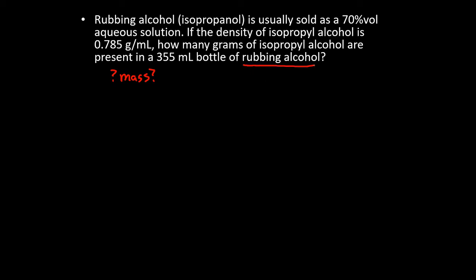Because the rubbing alcohol is not just isopropyl alcohol. Rubbing alcohol is only 70% isopropyl alcohol. So we want to know what is the mass of the isopropyl alcohol in the whole solution. So let's think about what we're given here. We're told that rubbing alcohol is 70% by volume. What that means is 70% of the solution is the isopropyl alcohol. The other 30% would be water.